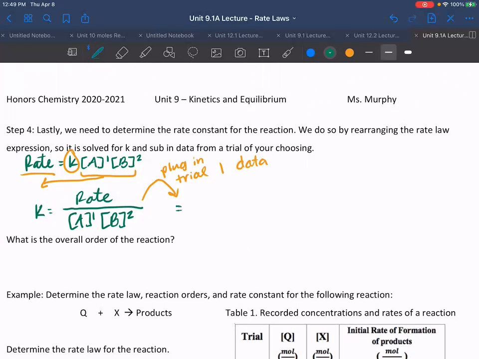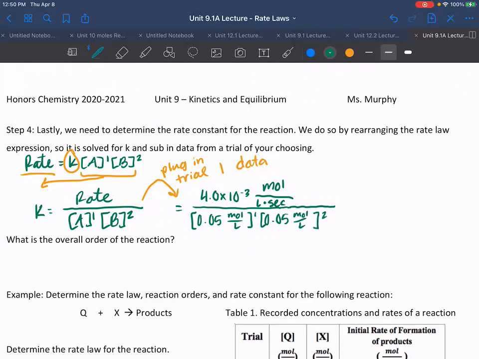We get that K is equal to the rate that was given, 4.0 times 10 to the negative third moles per liter seconds. Our concentration for A for trial 1 was 0.05 moles per liter, to the first power. Then we have the concentration of B, which was also 0.05 moles per liter, but to the second power. Put this in your calculator and you would get 32 as your constant. And our units would be liters squared over moles squared times seconds.